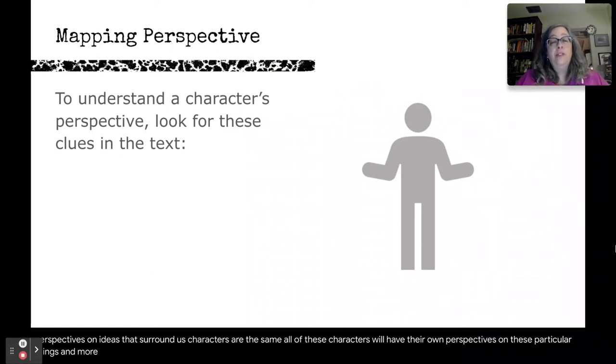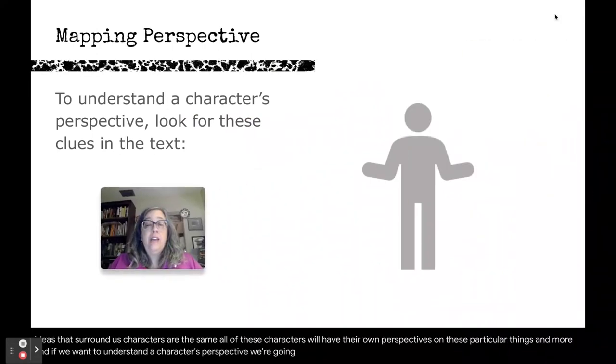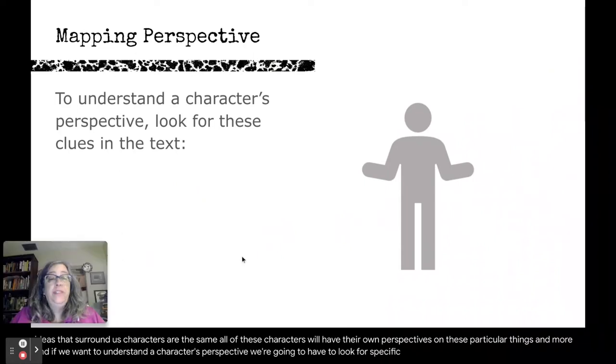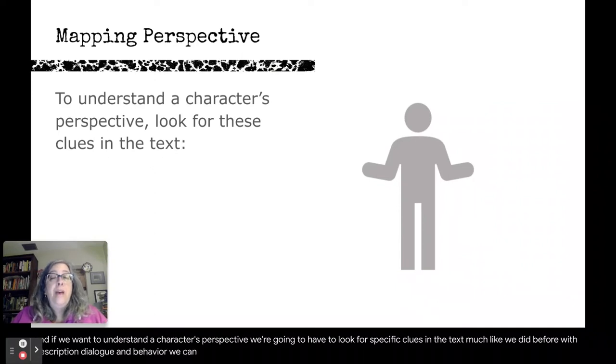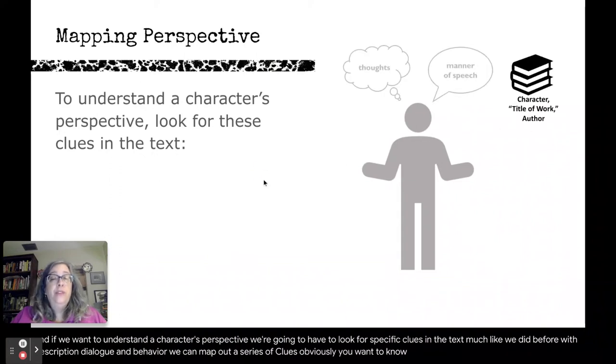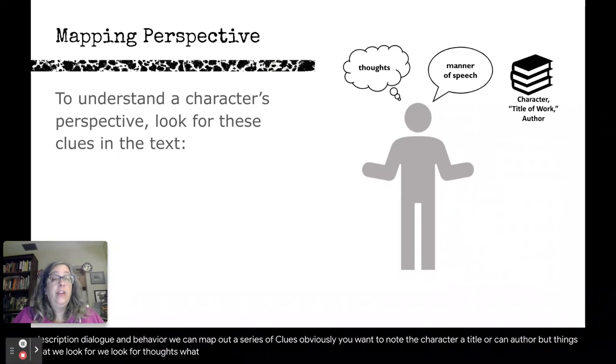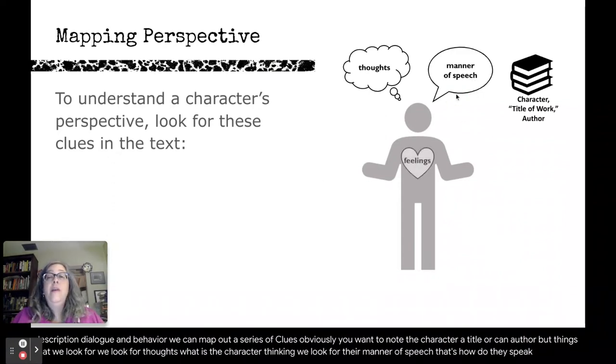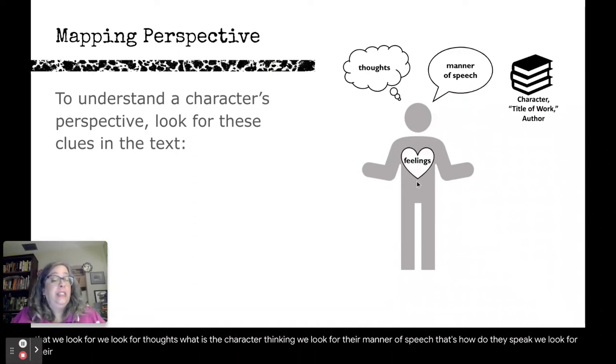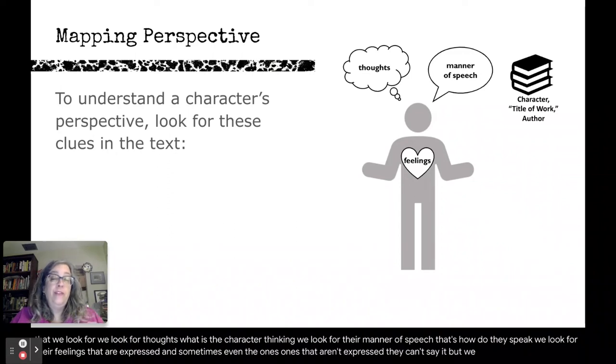And if we want to understand a character's perspective, we're going to have to look for specific clues in the text. Much like we did before with description, dialogue, and behavior, we can map out a series of clues. Obviously, you want to note the character, title, work, and author, but things that we look for. We look for thoughts. What is the character thinking? We look for their manner of speech. That's how do they speak? We look for their feelings that are expressed and sometimes even the ones that aren't expressed. They can't say it, but we can figure it out.